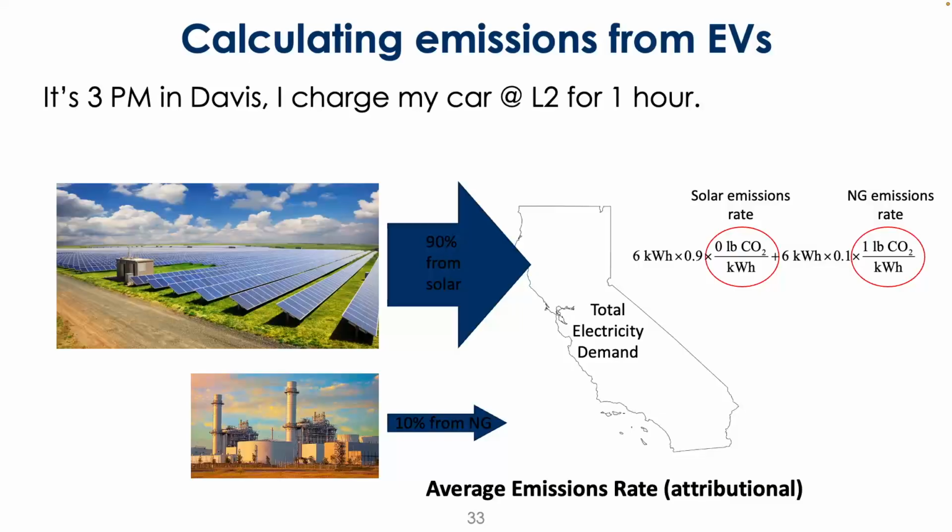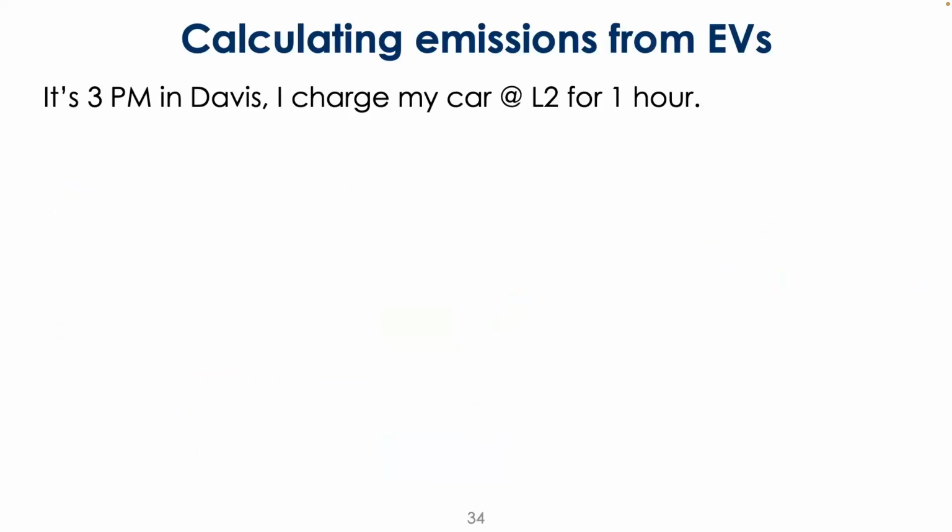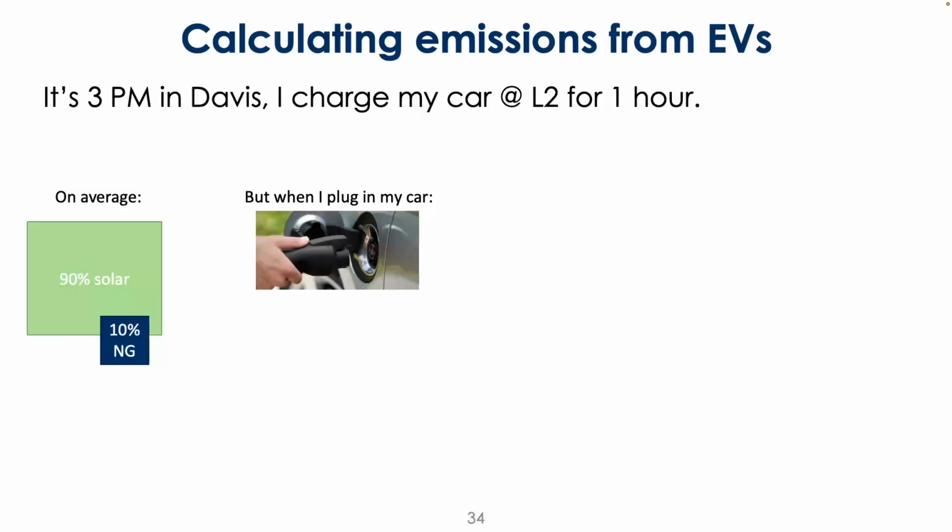And now let's actually do this a little bit differently. So we're actually going to use the exact same system. So on average, we're 90% solar and 10% natural gas, and then I plug in my car, right?